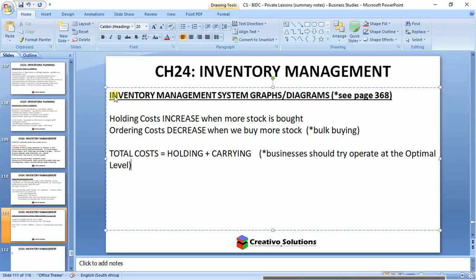So total cost is holding plus carrying. For what? For this. If I'm dealing with inventory, there are always two costs to consider. The cost of holding it. Holding and carrying are the same, that's a mistake. Ordering. That's better. Sorry, I made a mistake when I wrote down the two costs. It's ordering and holding costs.